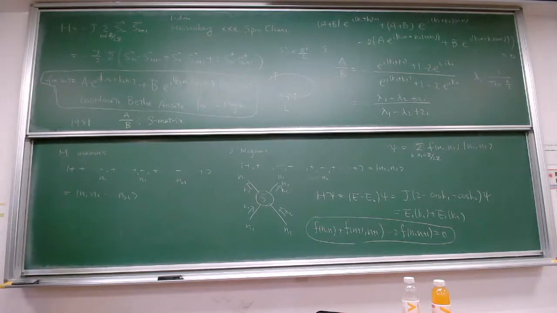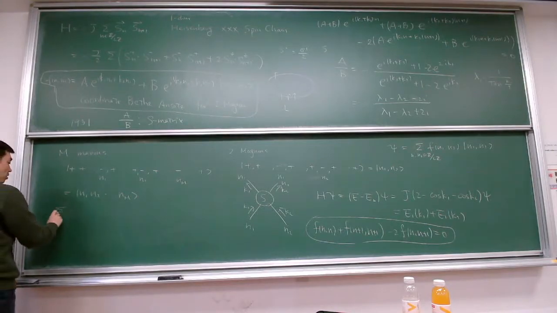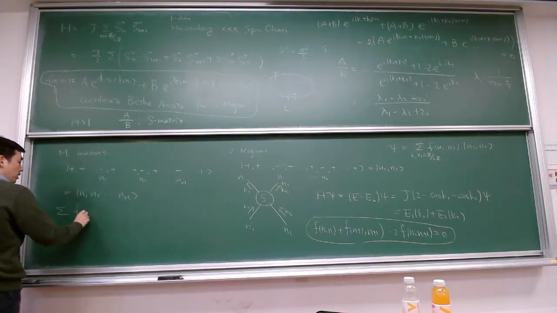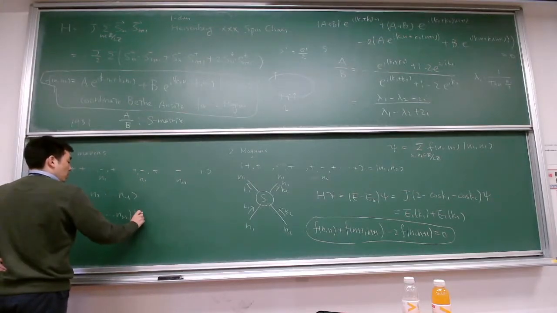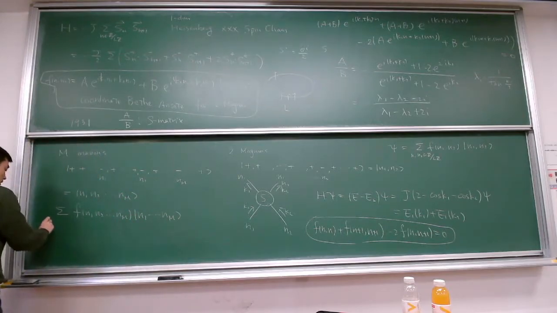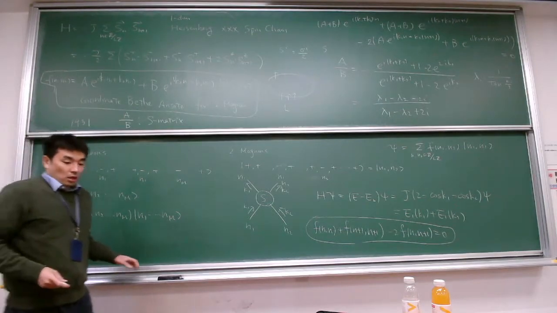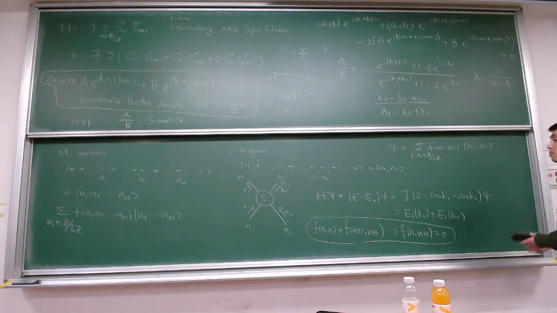And then again, we can just assume the wave function has the following form: the sum of F(n1, n2, ..., nm), and then all n_i are in the spin chain of length L. Okay. And then again, we can use the coordinate Bethe ansatz.